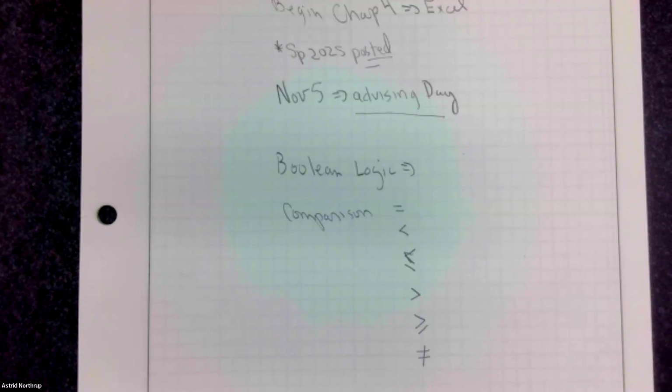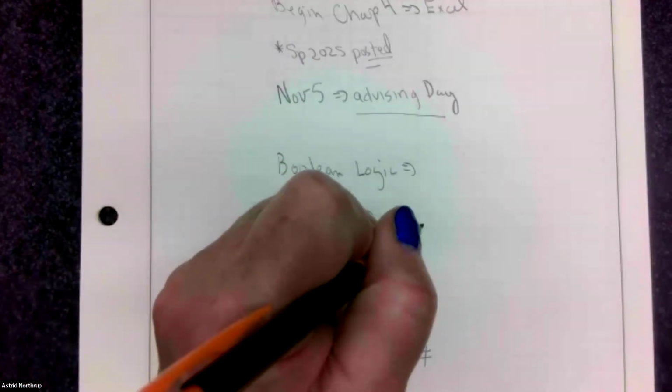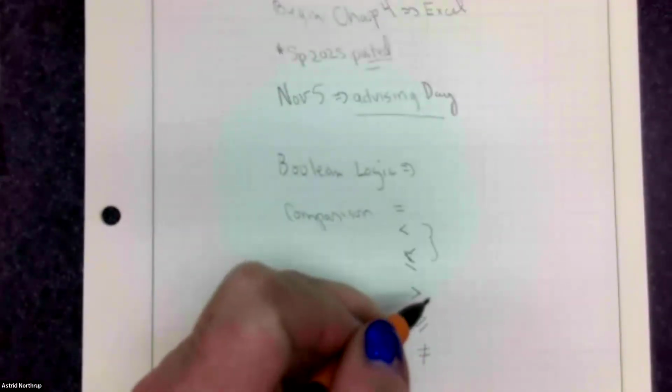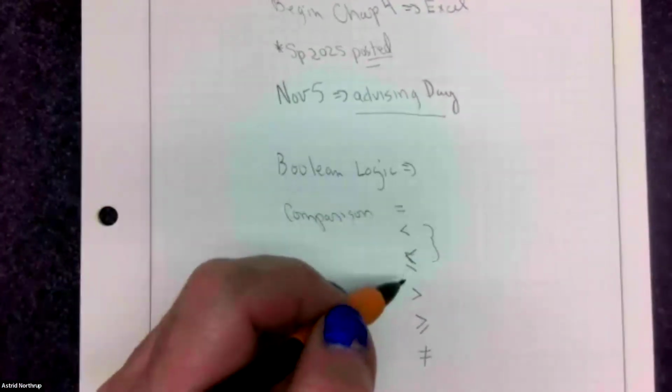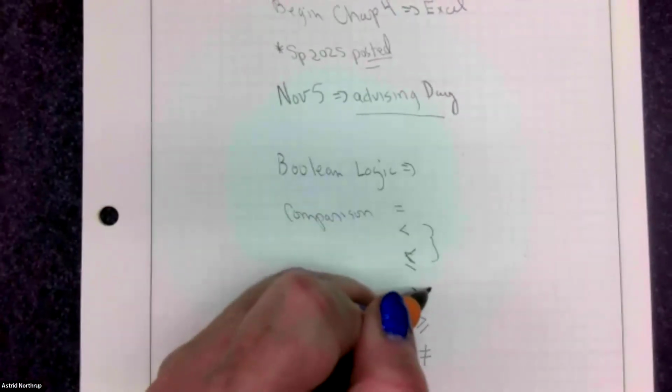So you can do sorting things like that. Less than or equal to are more numeric. You can use the not equal to, equal and not equal can be numeric or non-numeric.